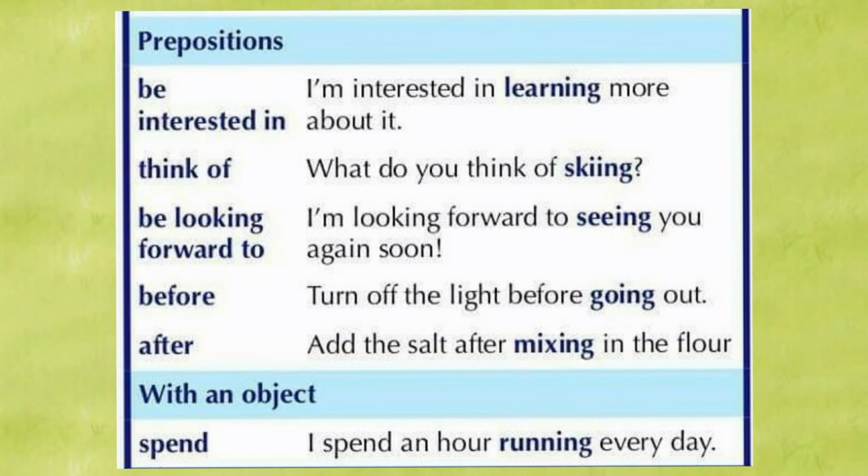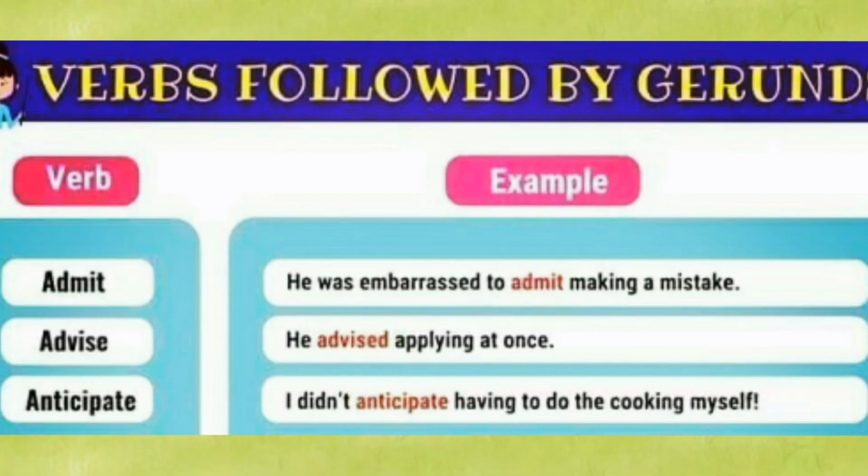Turn off the light before going out. After before comes only the gerund. Add the salt after mixing in the flour. After after comes only the gerund, that is mixing. With an object after spend comes only the gerund. I spend an hour running every day. Spend is the verb here, an hour is the object. Running is the gerund form, that is verb plus ing form. After spend and the object comes only the gerund.